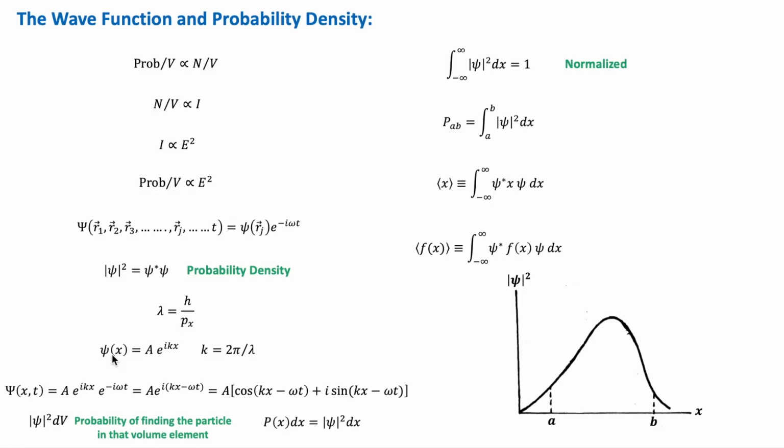And this average position is known as the expectation value of x and is defined by this equation. So it's the integration from minus infinity to infinity of the complex conjugate of psi times x times psi dx. The bracket here denotes the expectation value. And in general, the expectation value of any function f(x) associated with the particle can be found from this equation.